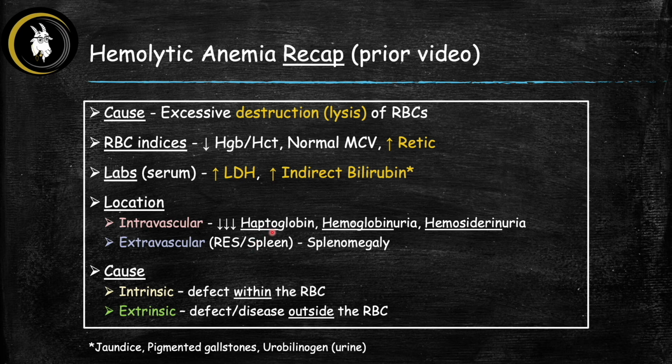So to summarize these findings real quick, both intravascular and extravascular hemolysis are going to have high indirect bilirubin and high LDH, but the very low haptoglobin and the urinary findings of hemoglobinuria and hemosiderinuria are only seen in intravascular hemolysis. And then finally, hemolysis is also classified based on the underlying cause, meaning what is the defect that is causing the hemolysis. So in intrinsic causes, the defect is within or intrinsic to the red blood cells themselves, whereas in extrinsic causes, the problem is outside or extrinsic to the red blood cells.